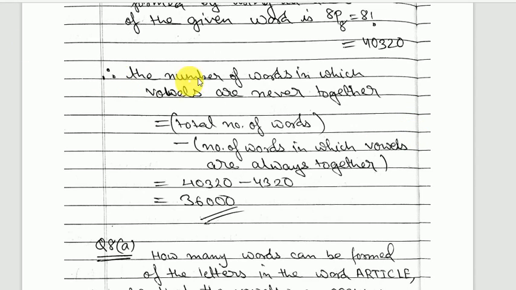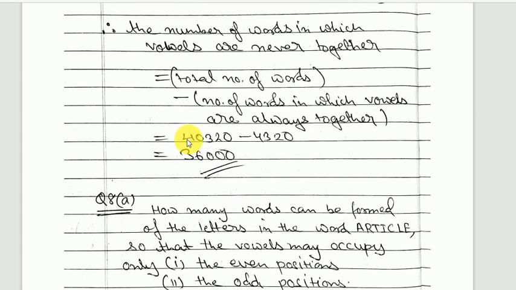Therefore the number of words in which vowels are never together will be the total number of words minus the number of words in which vowels are always together. So you just put the values and solve, you'll get this 36,000. That means there are 36,000 arrangements where vowels will never be together.